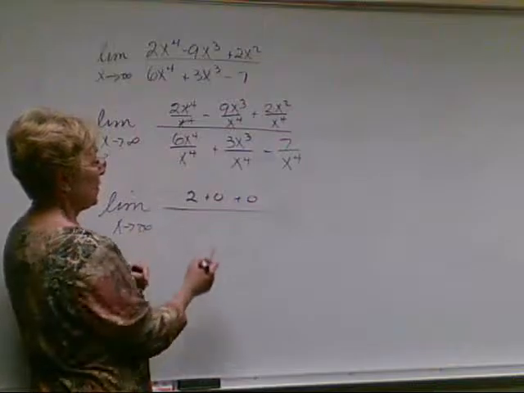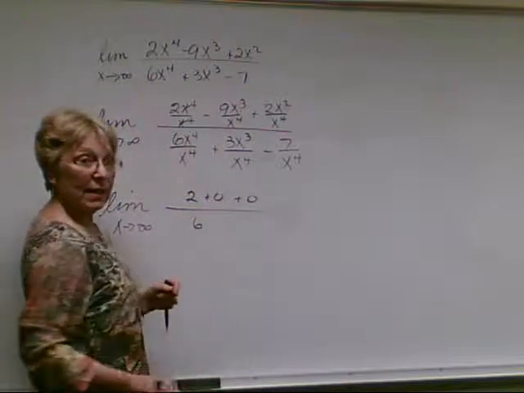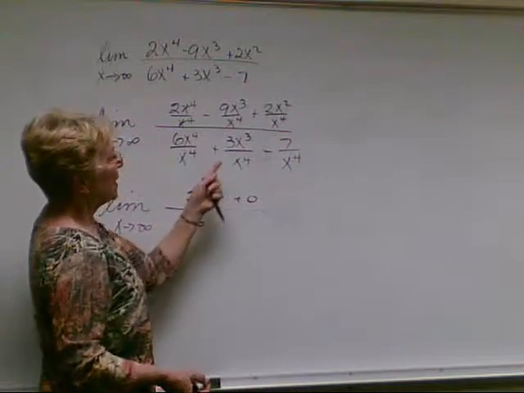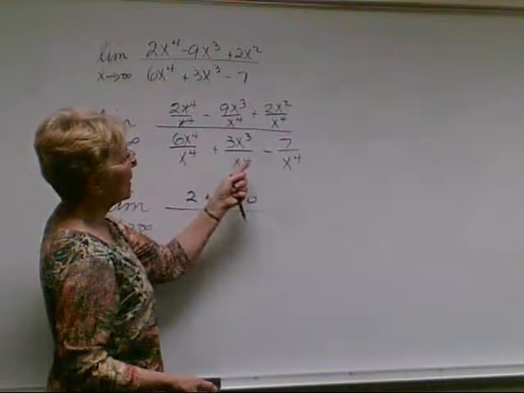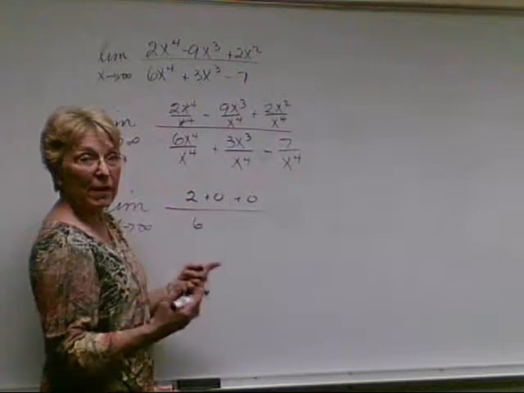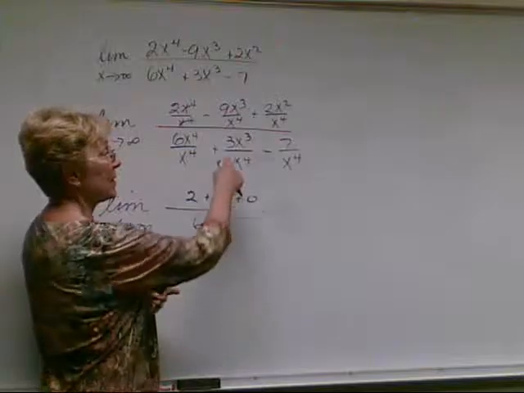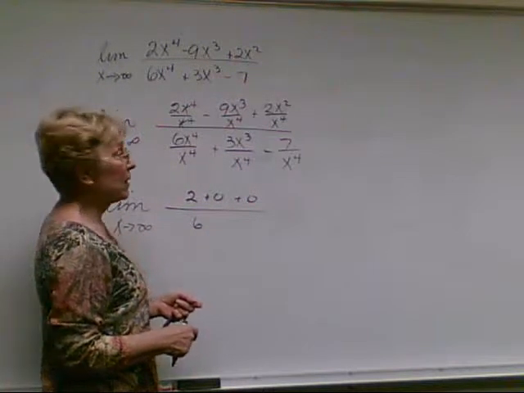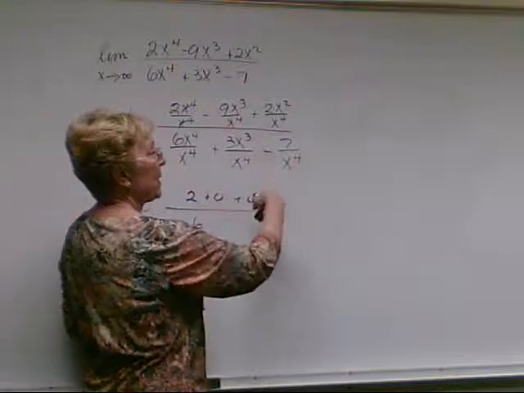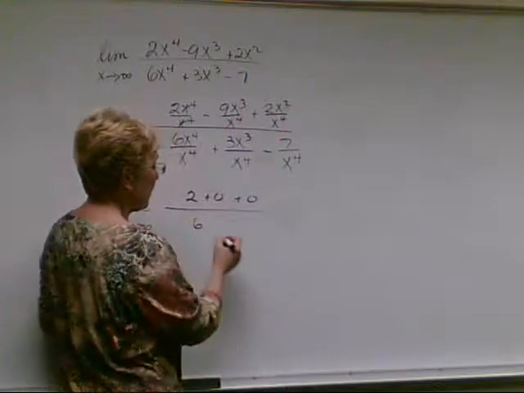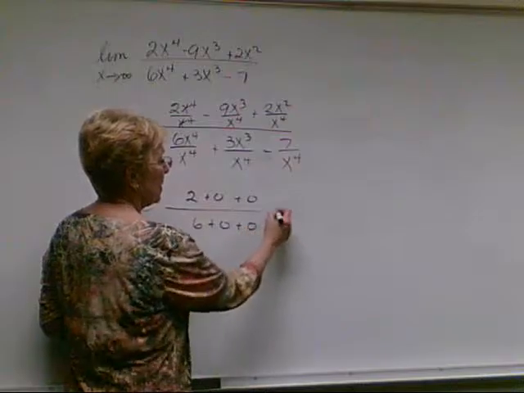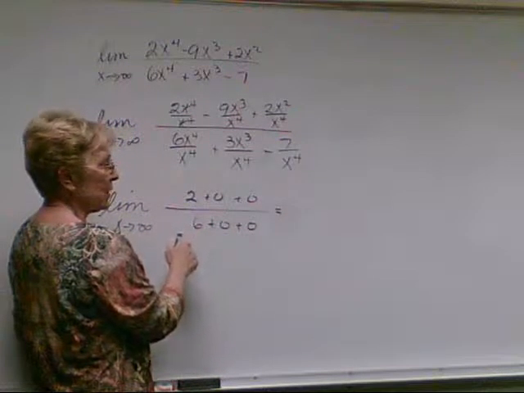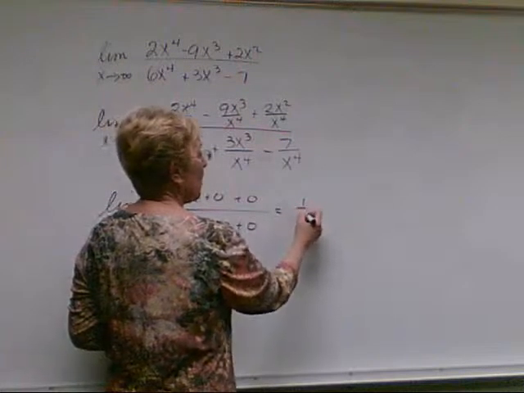6x to the 4th divided by x to the 4th leaves us a 6 again. And again, the same scenario plays out here, that these numbers are diminished by the ever-increasing denominator, because this is going to be 3 divided by x, x getting larger and larger. 7 divided by x squared doesn't have a prayer, it's going to be 0. So this leaves us with 2 over 6, or 1/3.